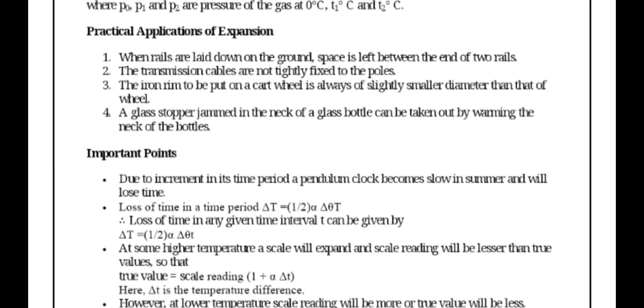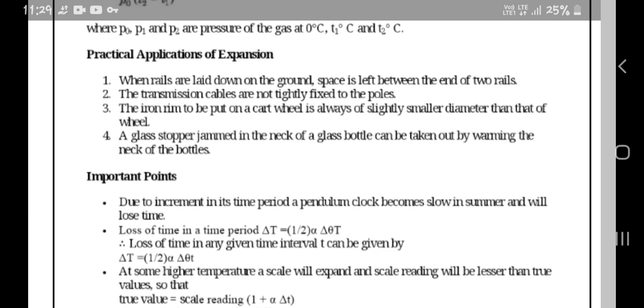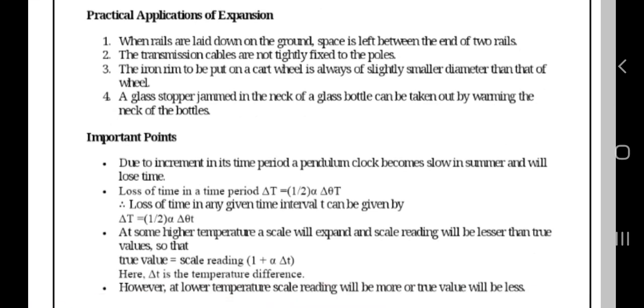A glass stopper jammed in the neck of a glass bottle can be taken out by warming the neck of the bottle. Important point: due to the increment in its time period, a pendulum clock becomes slow in summer and will lose time. Because of the change in its time period, the pendulum of the clock becomes slow in the summer season.